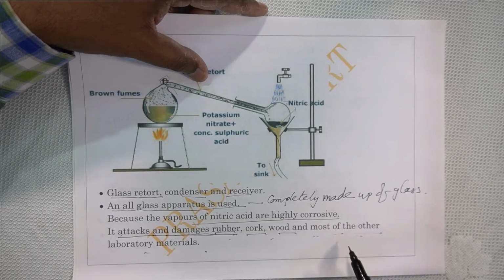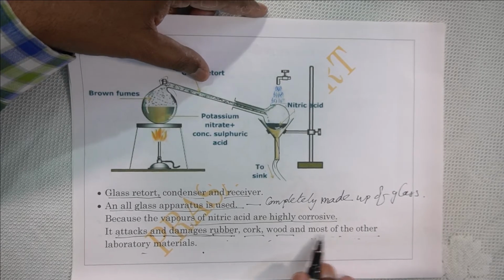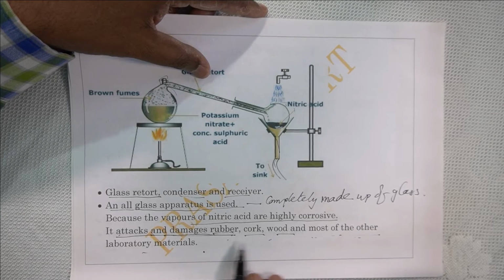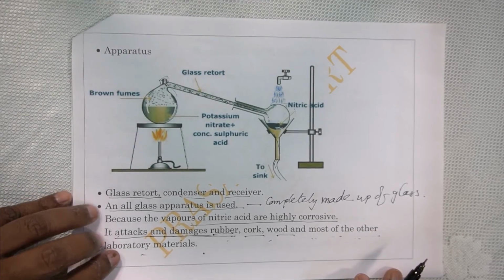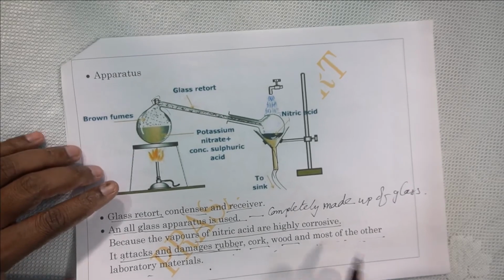So this can be a question. Why is an all glass apparatus used? Because the vapors of nitric acid are highly corrosive and it attacks and damages the rubber, cork, or wood, or any other material used except glass. So we use an all glass apparatus. I think that is clear. Let's go to the next part.